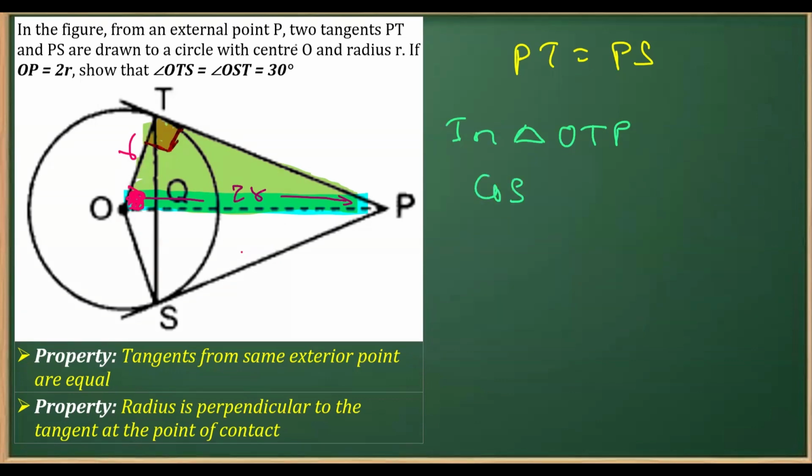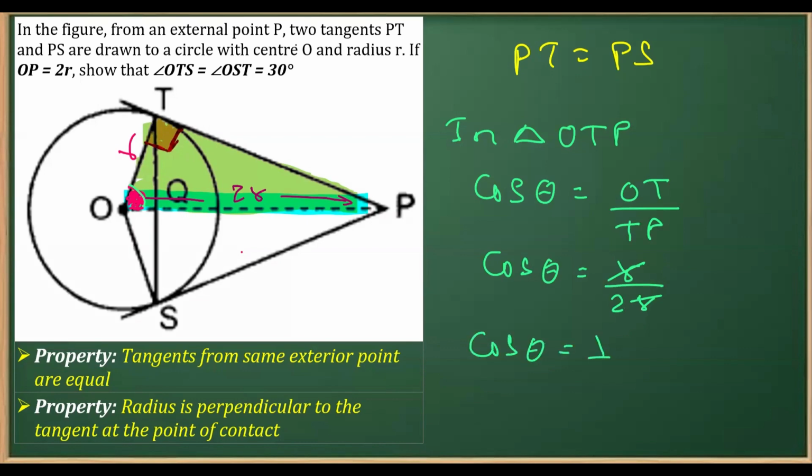Let's say I take this angle as theta. So cos theta is equal to what? Base upon hypotenuse. Base is OT over hypotenuse TP. So cos theta is equal to OT, as you can see from the figure, is R, and OP is 2 times R. This gets reduced and we get cos theta is equal to half. And cos is half when theta is 30 degree. Is it 30? No, 60 degree. It is theta is equal to 60 degree.